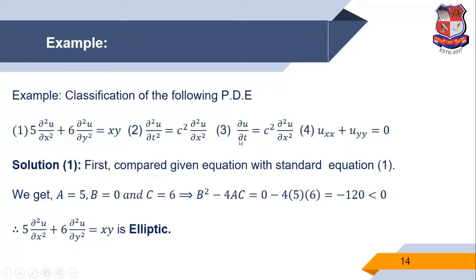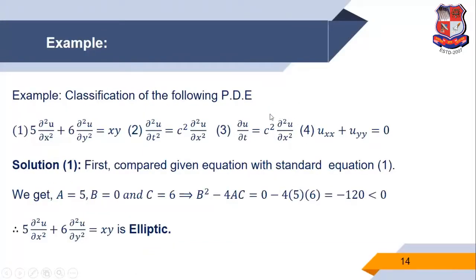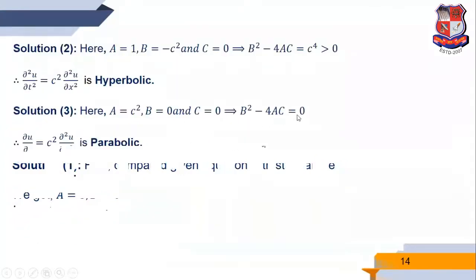Equation 3: A equal to c square, B is 0, C is 0, because there is only one second order term, c square into del square u by del x square minus del u by del t is equal to 0. So A equal to c square, B equal to 0, C equal to 0. Therefore, B square minus 4AC is 0. Therefore, the given PDE is parabolic.